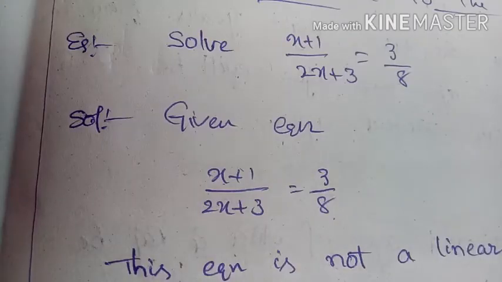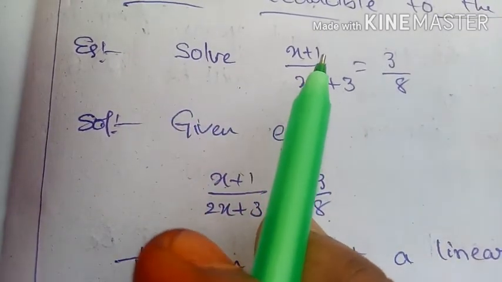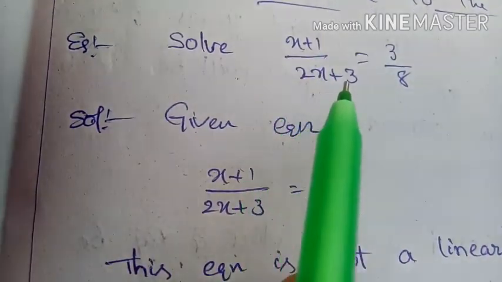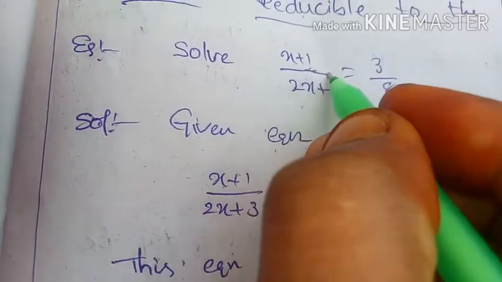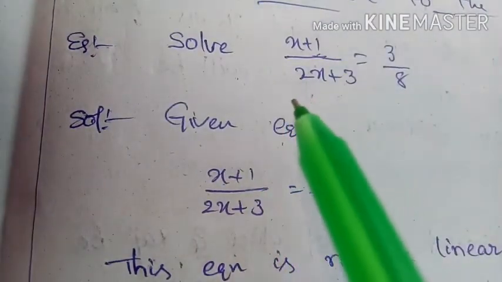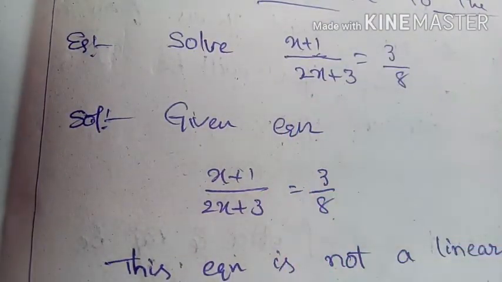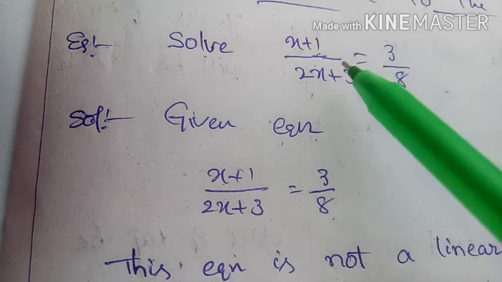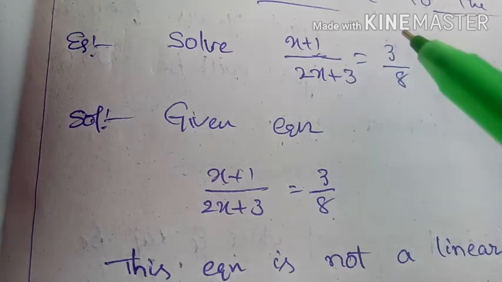Next example, solve (x plus 1) by (2x plus 3). (x plus 1) by (2x plus 3) is equal to 3 by 8. Now tell me, is it a linear equation?